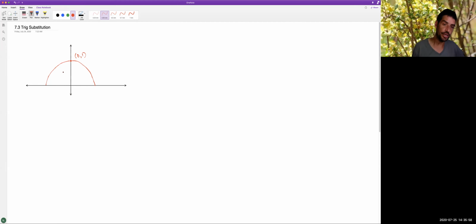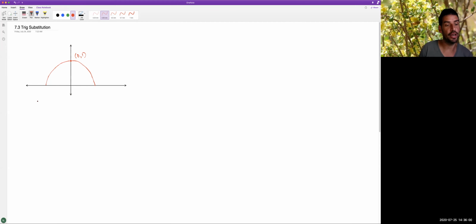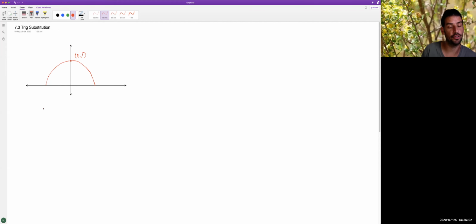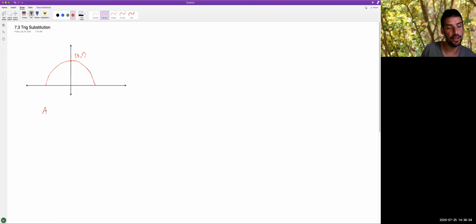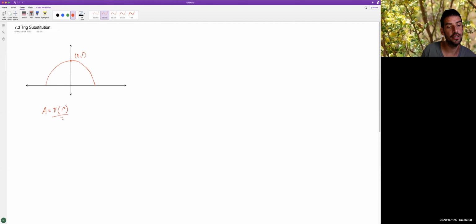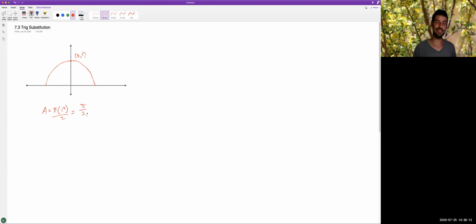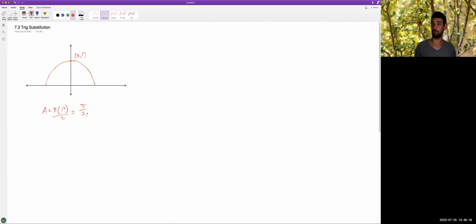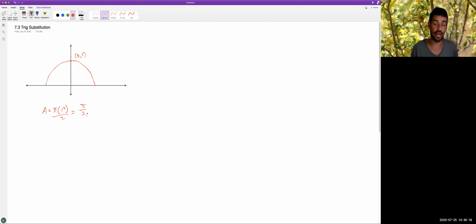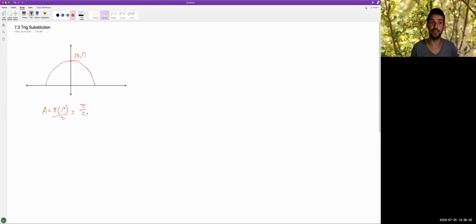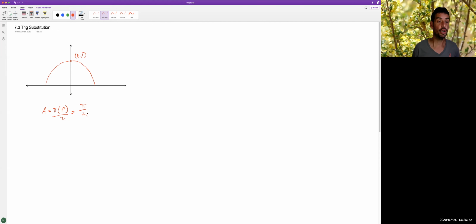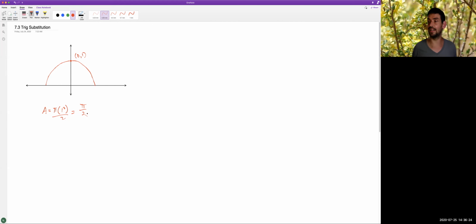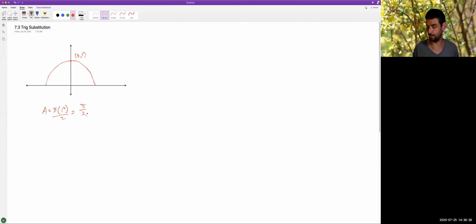Okay. Now we know the area of this circle, right? We know the area of a circle is pi r squared. So the area is just going to be half of 1 squared, or pi over 2. Okay, but let's see if we can get at this area from another direction. Undoubtedly, what I'm about to do is way more complicated than that formula that we have there. We know this formula already. That's not the point of what's coming next. We're going to be using this technique on other things. So let's start with a simple example.